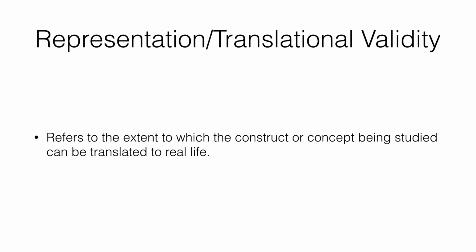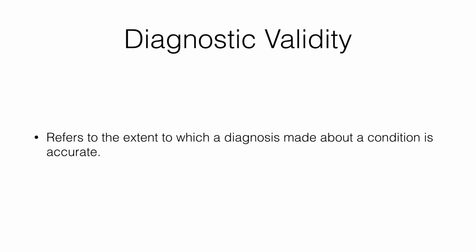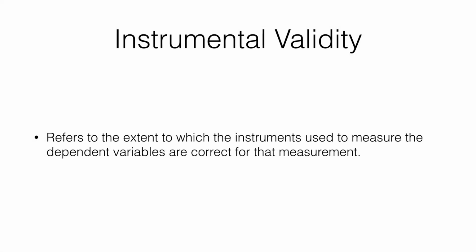Representational or translational validity refers to the extent to which the construct or concept being studied can be translated to real life. Diagnostic validity refers to the extent to which a diagnosis made about a condition is accurate. Instrumental validity refers to the extent to which the instruments used to measure the dependent variable are correct for that measurement.